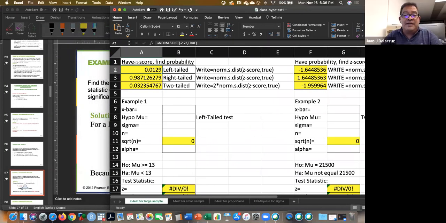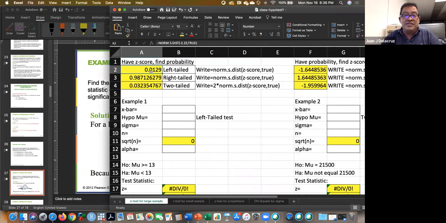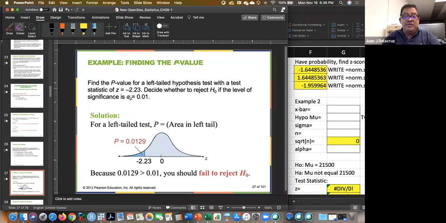So we have a Z score, and we find the probability. In this case, I have the Z score of minus 2.23, so the area under the curve is going to be 0.0129, right? If the level of significance is 1%, the p-value here is greater than the level of significance.